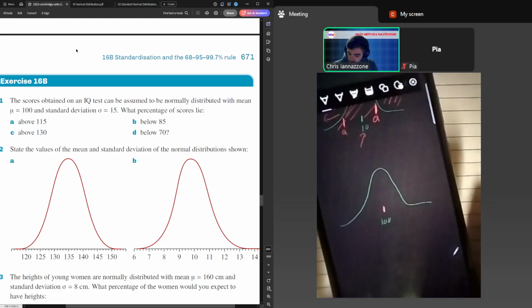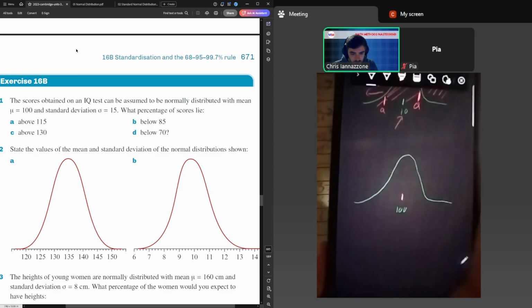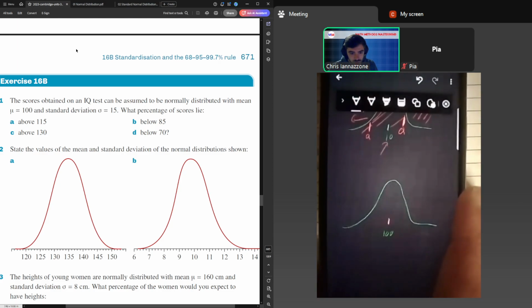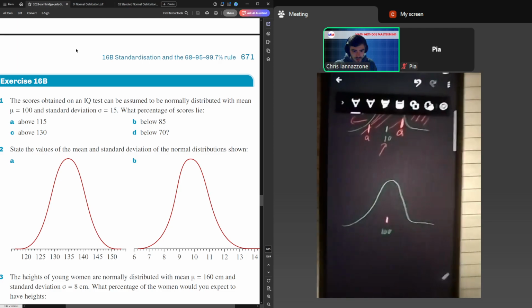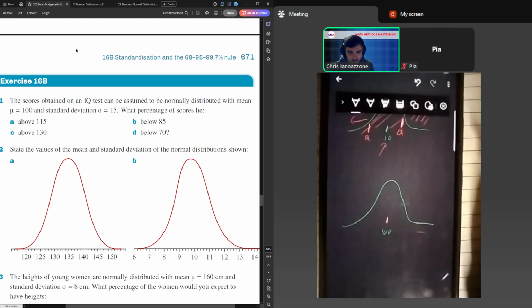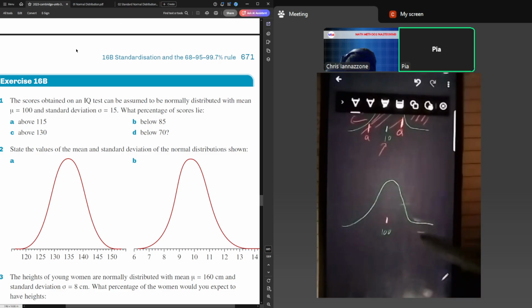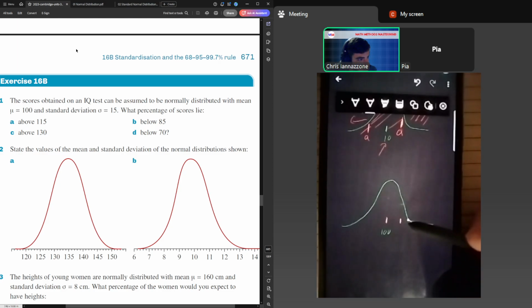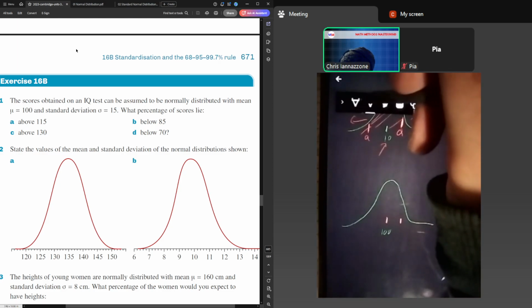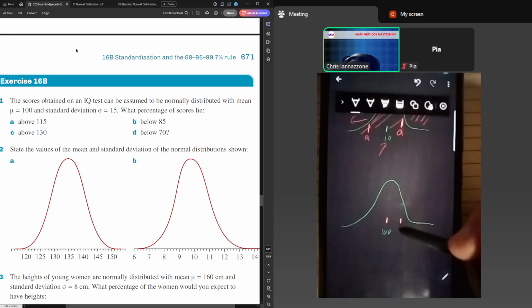Maybe if you don't remember exactly what to do tech free, do you at least remember the idea of how you would go about it? Would we write in 115 and then find the space that's on the left of it? On the right, yeah, on the right of it because it's above 115. So you'll do your 115, and then above 115 would be all of this. So we're looking at all this area in there.